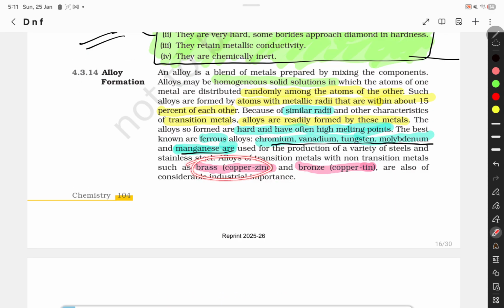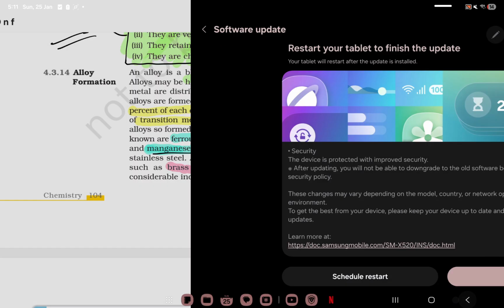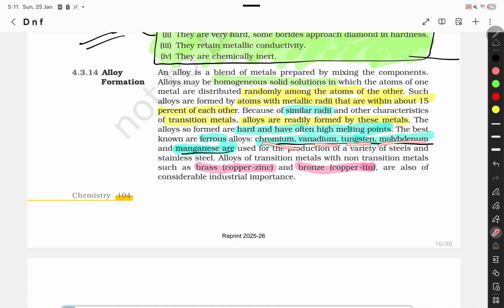Copper-zinc alloy is brass. Copper-tin alloy is bronze. Chromium, vanadium, tungsten, molybdenum, and manganese are used to produce a variety of steels and stainless steel. Ferrous alloys, basically. With these, they're alloyed, right? And they are homogeneous solid solutions. All right.